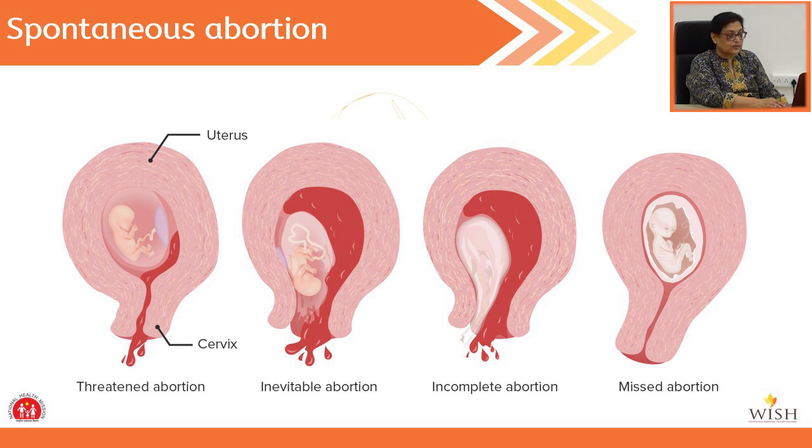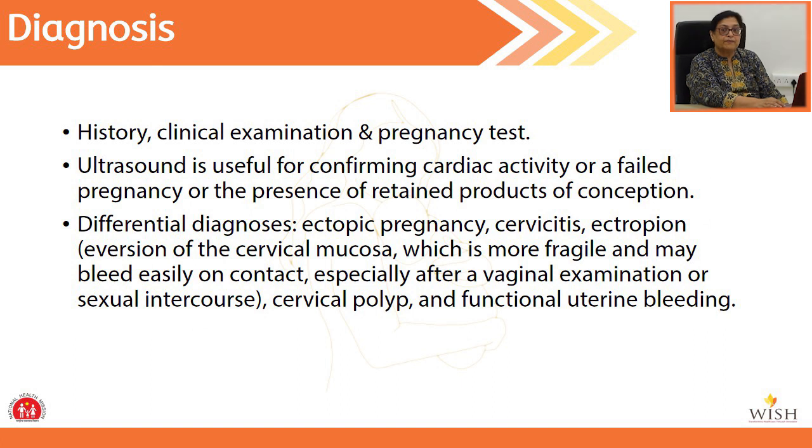How do you diagnose what sort of abortion it is? By taking a proper history, establishing the duration of pregnancy, doing a clinical examination to find out whether the size of the uterus corresponds to her duration of pregnancy. If you have a doptone, you should be able to pick up the fetal heart by about 12 weeks of gestation and by doing a pregnancy test. Ultrasound is useful for confirming a failed pregnancy and or the presence of retained products of conception.